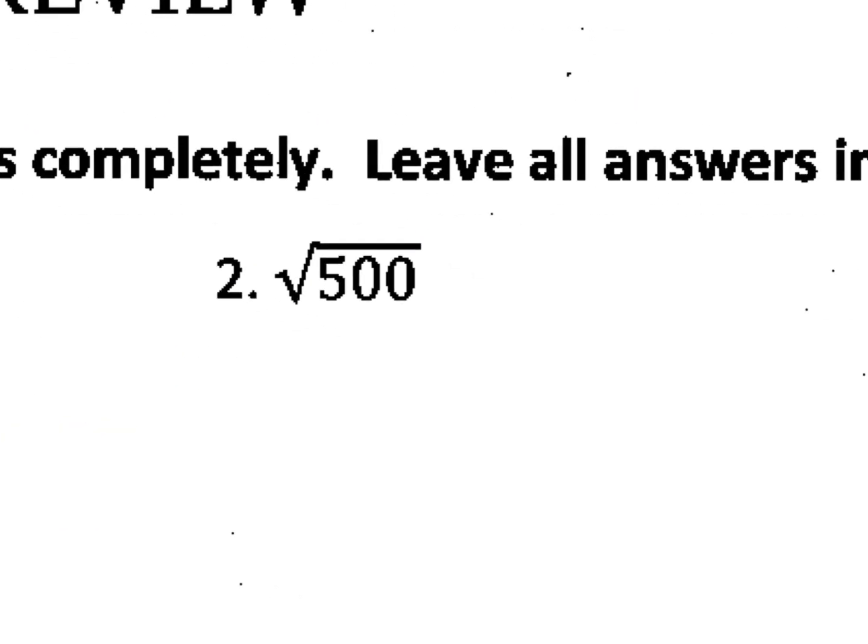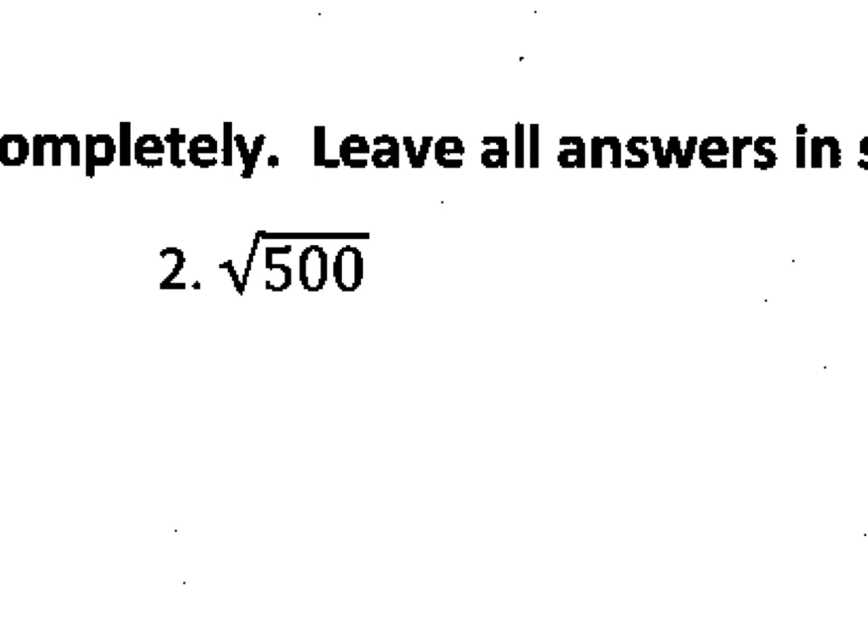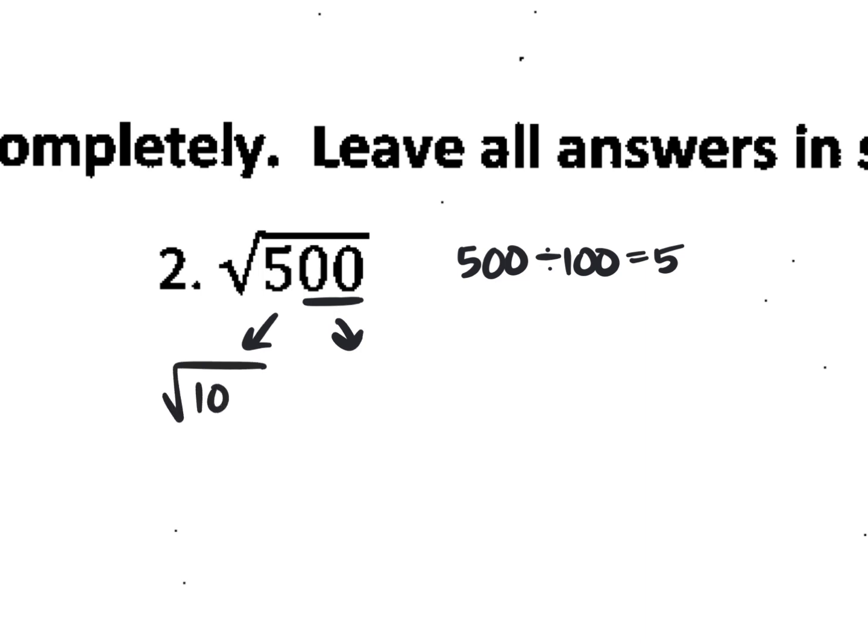Number 2, I've got the square root of 500. So we're looking at what is the biggest perfect square that goes into 500. Since it ends in 2 zeros, we should check 100 because it's probably going to work. And if you take 500 divided by 100, we get 5. So that is the biggest perfect square that goes into 500. So square root of 100 times the square root of 5. And then we simplify the square root of 100 to give us 10 square root of 5 for your final answer.